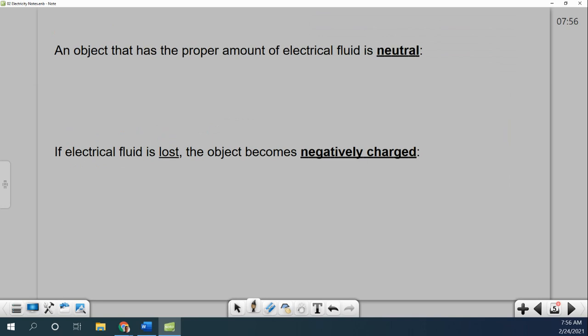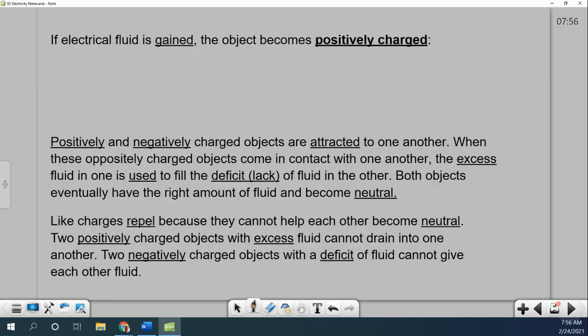So here's my object. It's got the right amount, right in the middle, the right amount of electrical fluid, so it's neutral. However, if something happens to make me lose my electrical fluid, I don't have enough. I would now be negatively charged. He called that negative. If you have not enough fluid, that is now negatively charged.